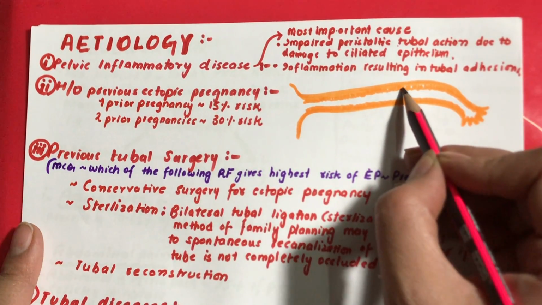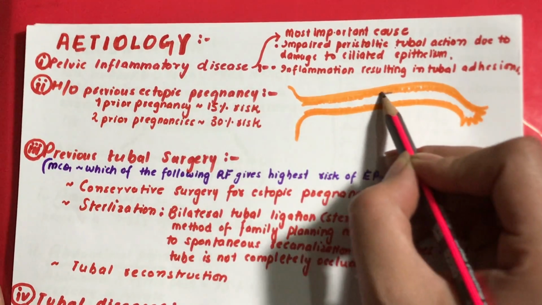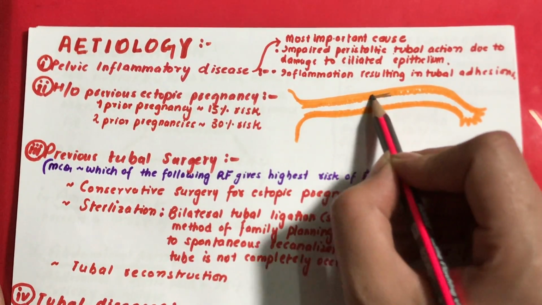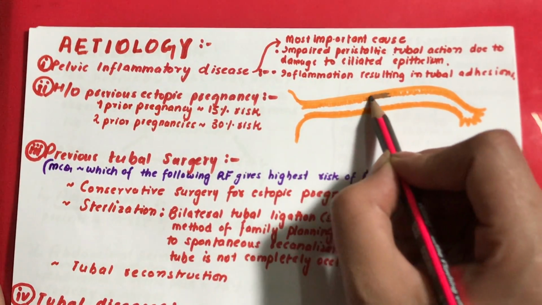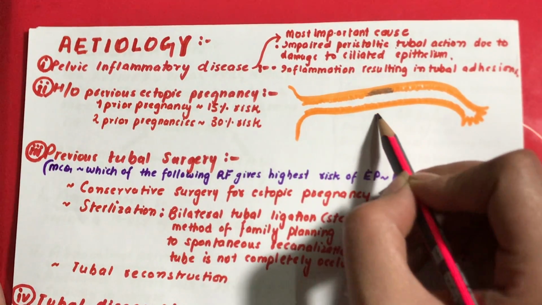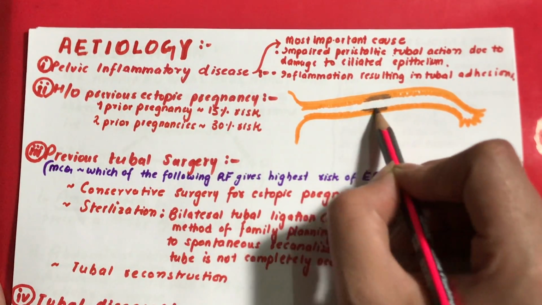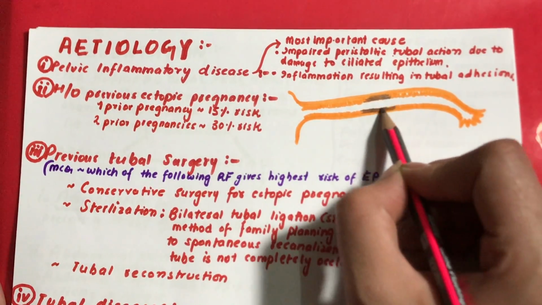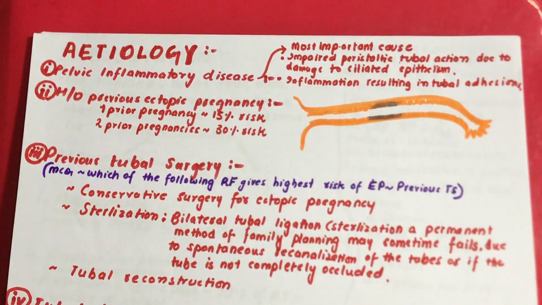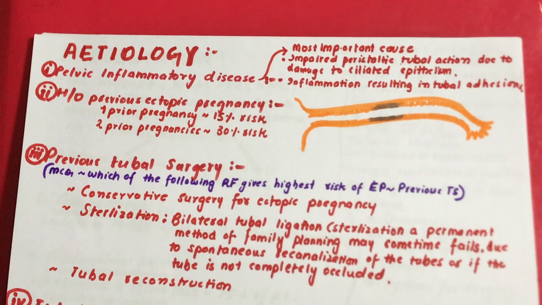If a disease has occurred and it has damaged the cilia, if the cilia are absent, it may disturb the movement. The ciliated epithelium within the tube and peristaltic action is impaired, which slows down the transport of the fertilized ovum. If these are destroyed, the movement of the implanted zygote is disturbed, and it starts growing and obstructing the fallopian tube, and ectopic pregnancy occurs.